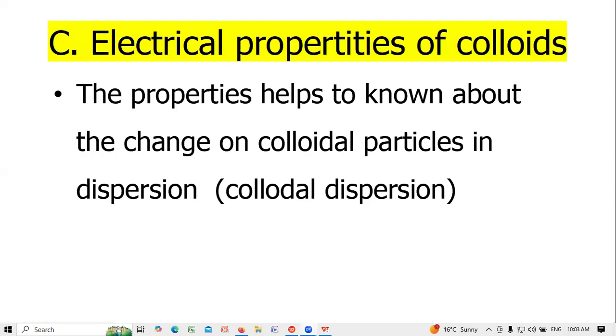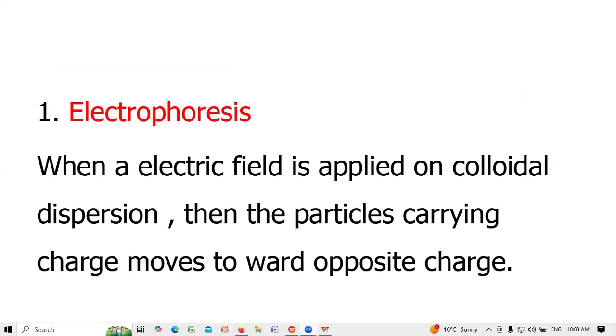Hello, good morning. I'm discussing the electrical properties of colloids. These properties help us to know about the charge on colloidal particles in the dispersion medium. Electrophoresis: when an electric field is applied to a colloidal dispersion, the particles carrying charge move toward the opposite charge.